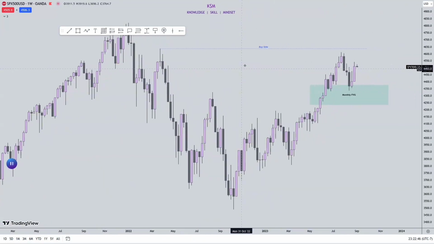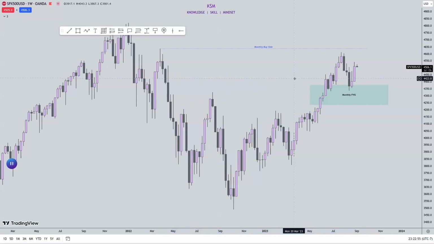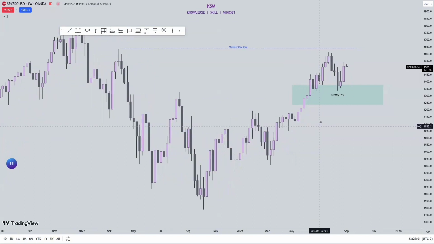So here we are on the weekly time frame. There's nothing really important here that I can see. So I just changed the buy side to the monthly buy side, so I'm aware of what time frame I have it marked up on. And that's pretty much it. There's nothing really on the weekly that I am interested in.